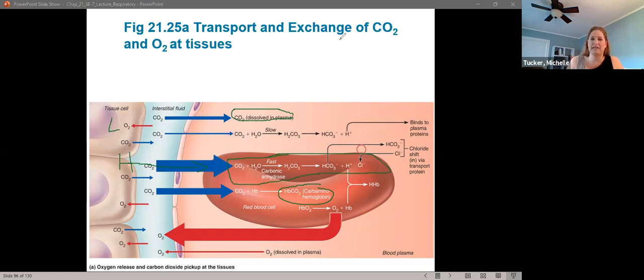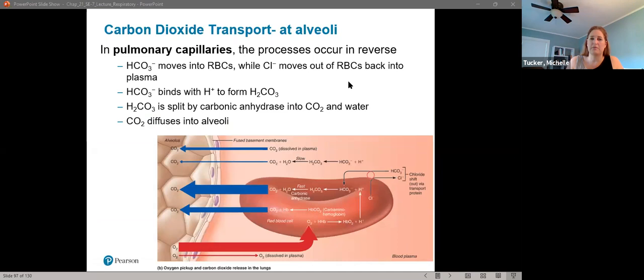And then when we get to the level of the pulmonary capillaries, we get that switch again. Bicarbonate moves back into the red blood cells, switches with chloride, which moves out. That reversed reaction occurs. It's going to form carbonic acid and then be split back into carbon dioxide so it can diffuse into the alveoli.